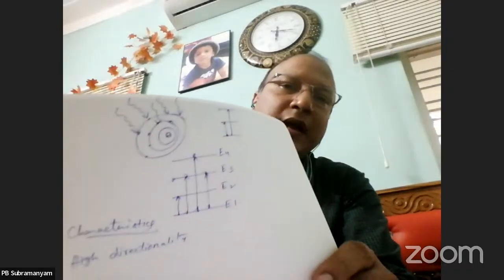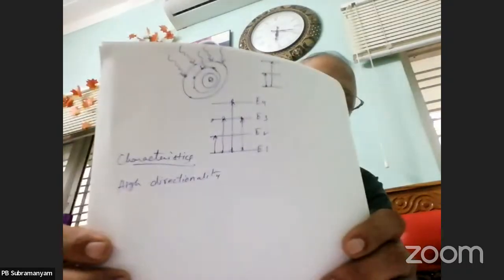So first of all, to begin with the characteristics, one of them is high directionality. Many characteristics are there, and one of them is high directionality. Why? What makes this high directionality? The lasers can actually go in a particular direction without much deviation.